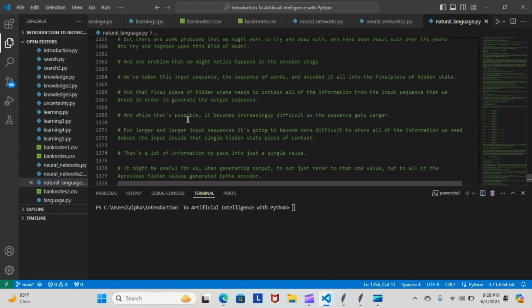While that's possible, it becomes increasingly difficult as the sequence gets larger. For larger and larger input sequences, it's going to become more difficult to store all of the information we need about the input inside that single hidden state, that single piece of context. That's a lot of information to pack into just a single value. It might be useful for us, when generating output, to not just refer to that one value, but to all the previous values generated by the encoder.